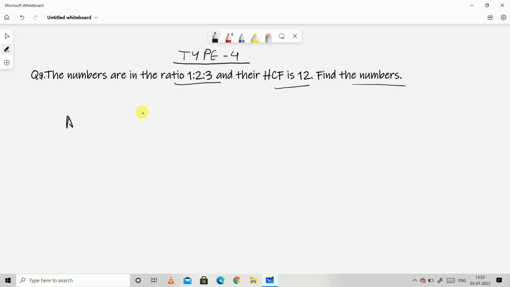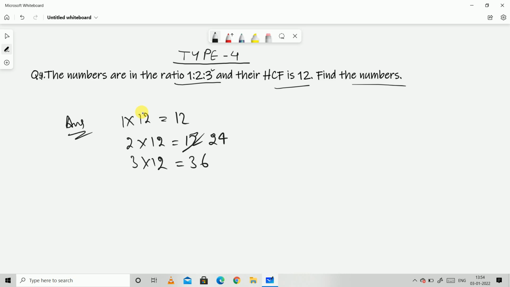Okay, let's do what I'm saying. Just multiply these ratios by this HCF. So 1 is multiplied by 12 and I get 12. 2 is multiplied by 12 and I get 24. Sorry, yeah. And then finally 3 is multiplied by 12 and I get 36. So what are my numbers? My numbers are 12, 24 and 36. There, I got my answer.